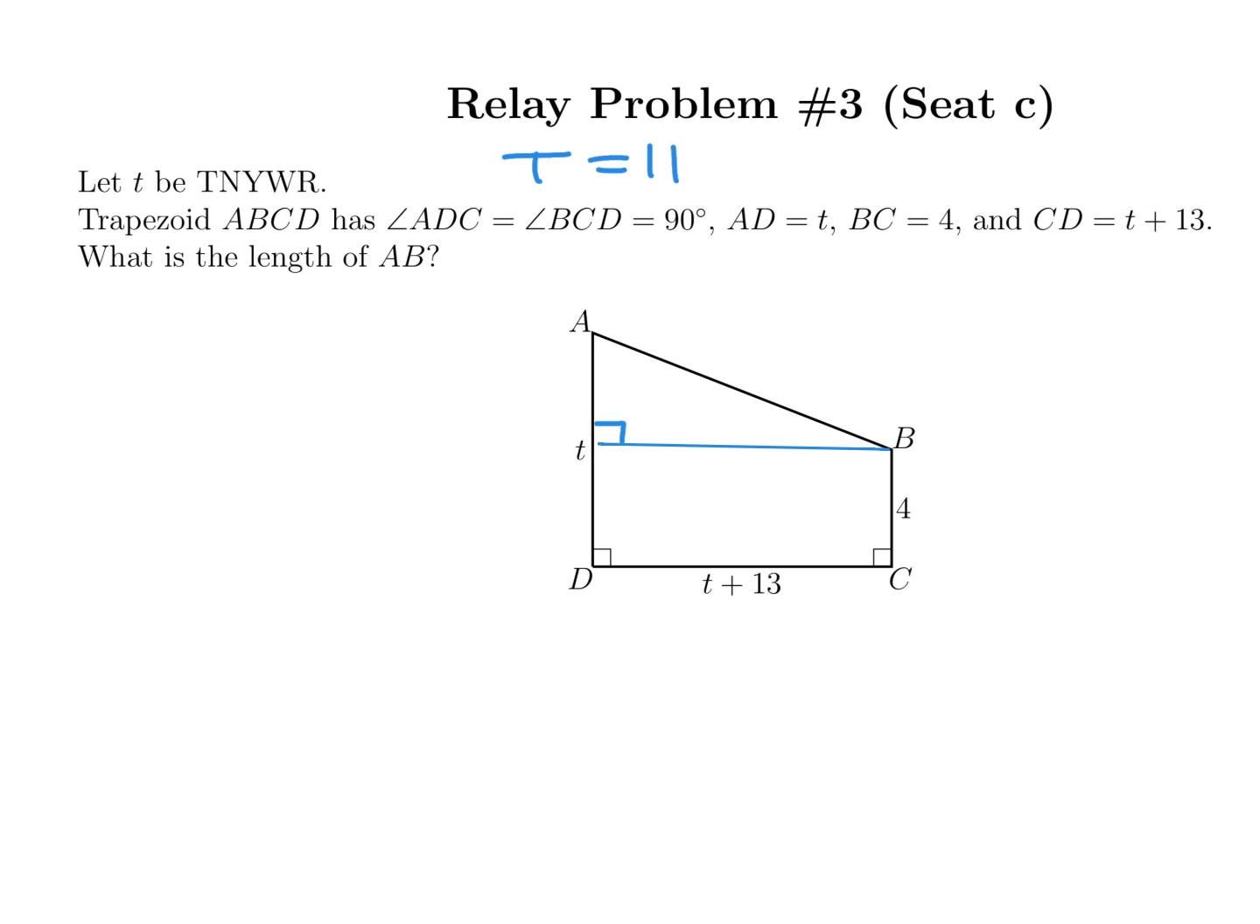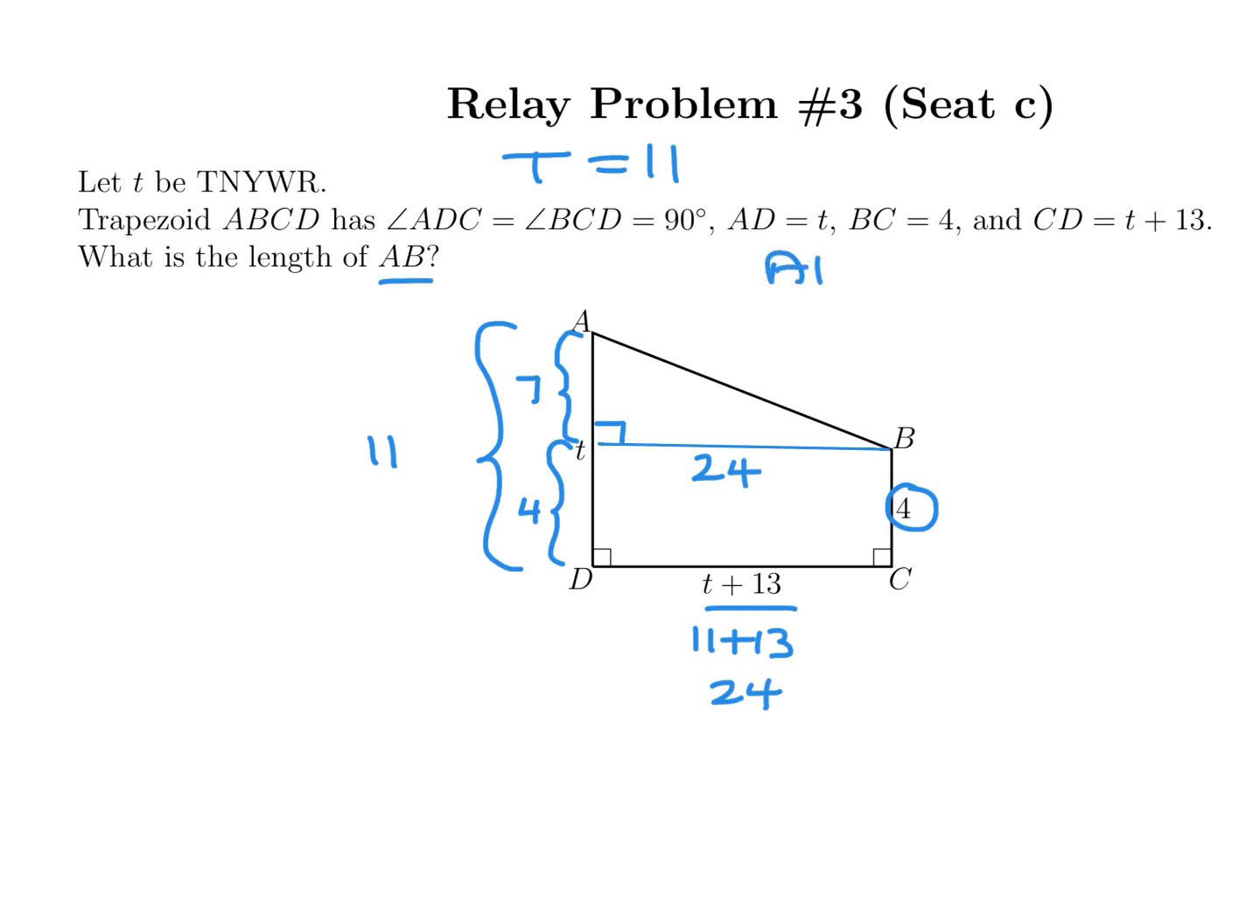Okay, so let's label this now. This whole thing top to bottom is t, which is 11. From here to here, that's going to be 4 because it's the same as that one. Now, obviously, this is not drawn to scale. So that would be 11 minus 4, which is 7. And then this is t plus 13, which is 11 plus 13, which is 24. So, wait, hold on. Yeah, 24. 11 plus 13. So that's 24. So what they want is AB.